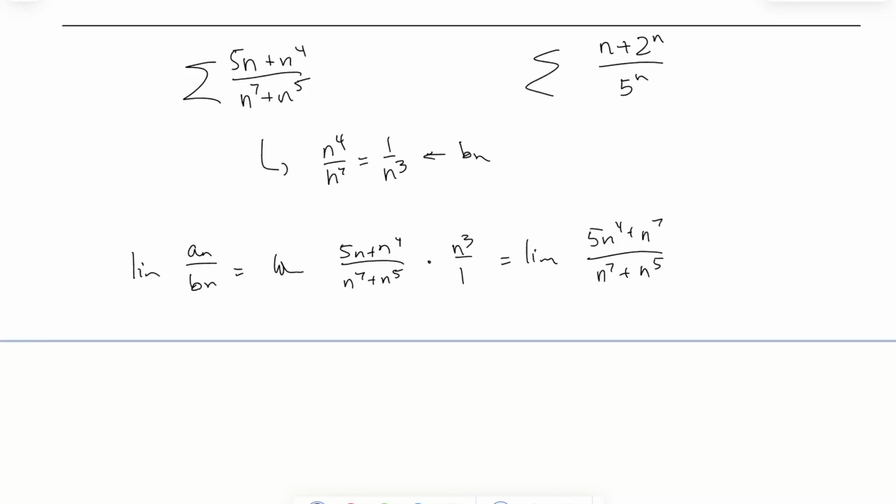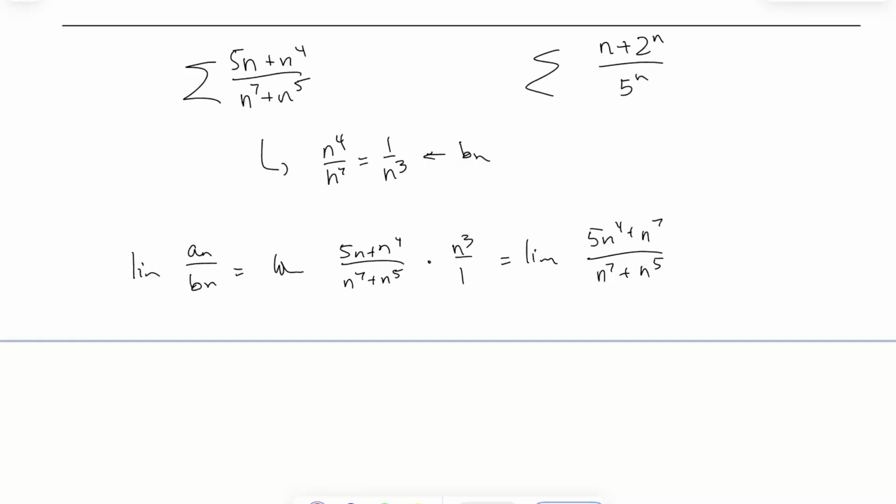And then I saw a fair amount of bogus canceling as I was going around. Please don't do this. This sort of makes baby Jesus cry, as they say. You can't do that. If they are added together, you can't cancel like that. So don't do it. Instead, just do this limit by dividing through the biggest power of n.